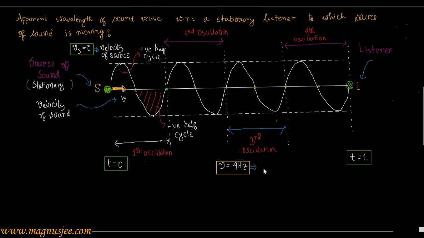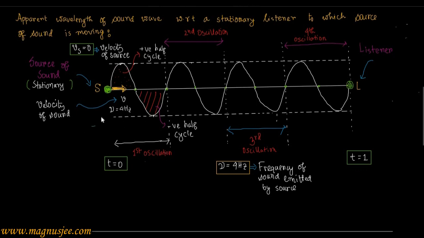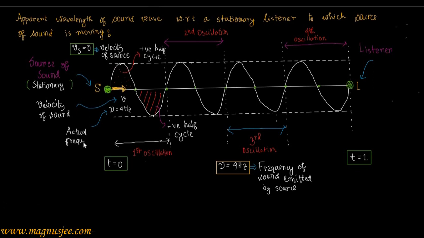The true frequency of the sound wave emitted by the source is nu, which is equal to 4 Hz. According to the diagram, the frequency is 4 Hz because it completes 4 oscillations between the source and listener. That's why nu equals 4 Hz, which is the true or actual frequency of the sound wave emitted by the stationary source of sound S.